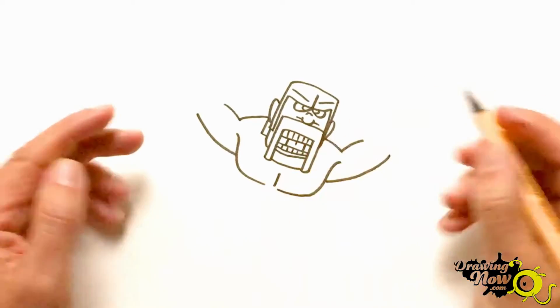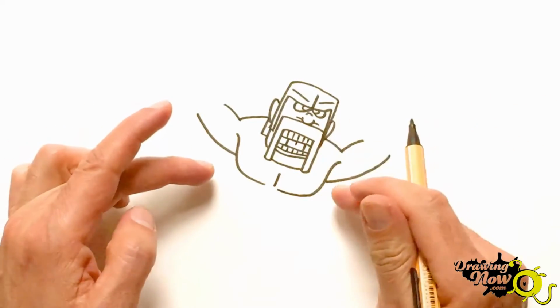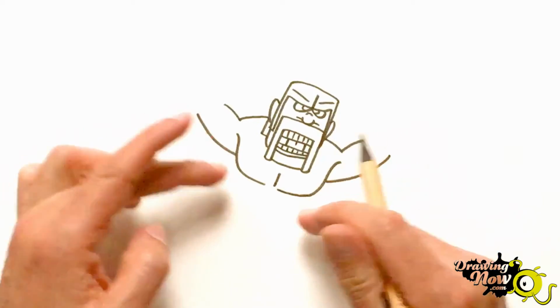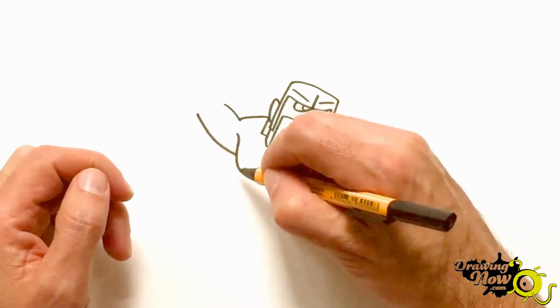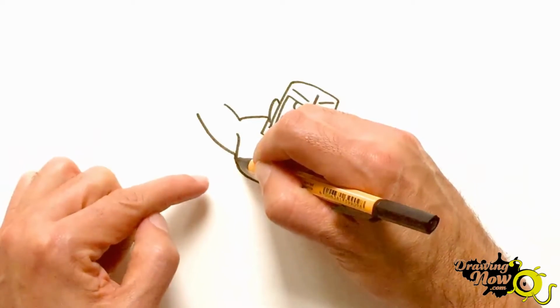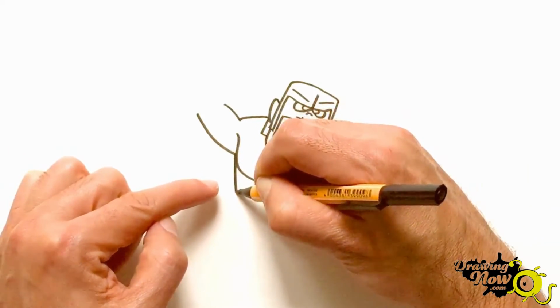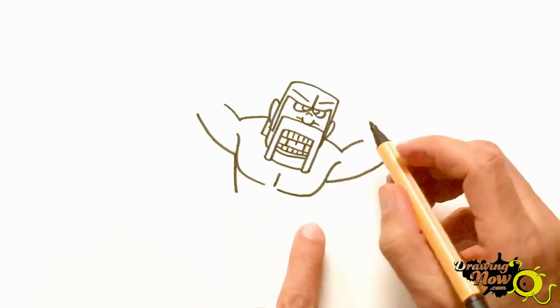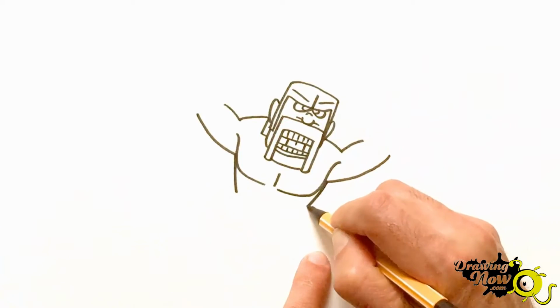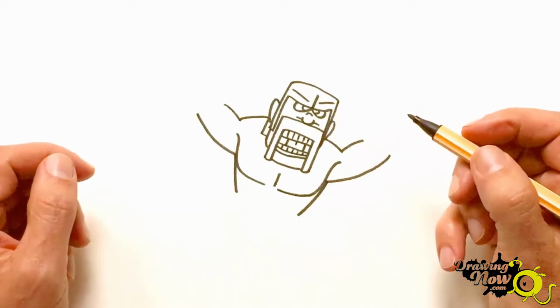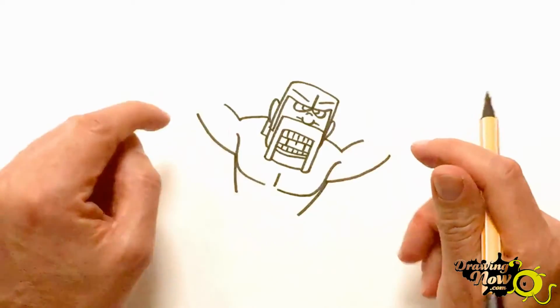So here you have the upper body, and he's very strong, so he has a kind of cone-shaped body. So you start from this point, you do it pretty much to here. The same thing on the other side. And we have the upper body finished.